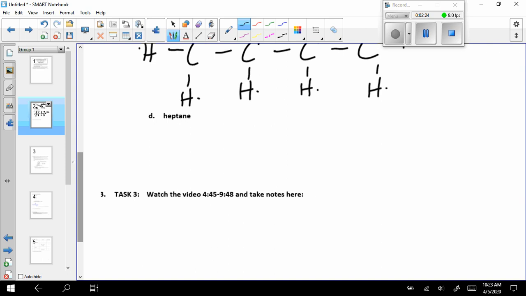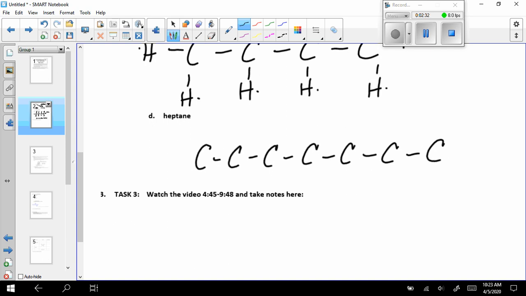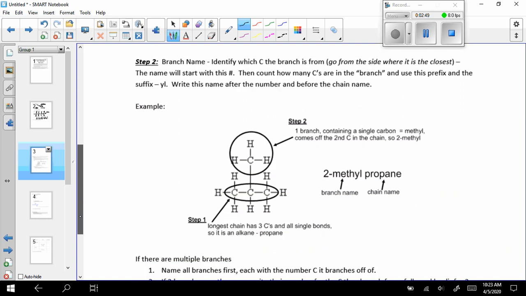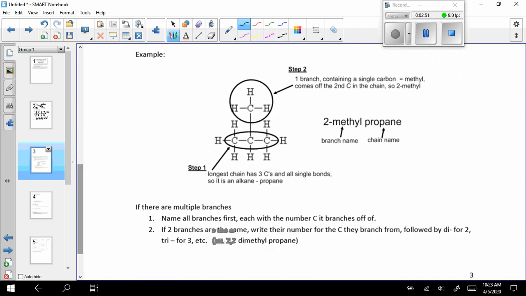Next one, heptane. So hept is 7. 1, 2, 3, 4, 5, 6, 7. And again, I would go around and do my H's. And as you get used to this, you don't actually have to write the H's. On the Regents exam, I want you to write the H's, but for now, for me, you can do the lines.